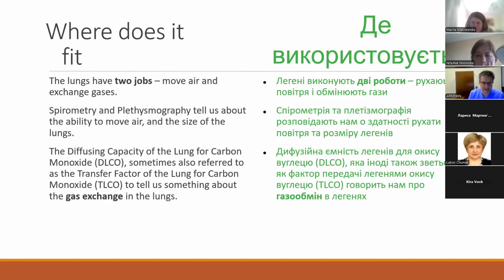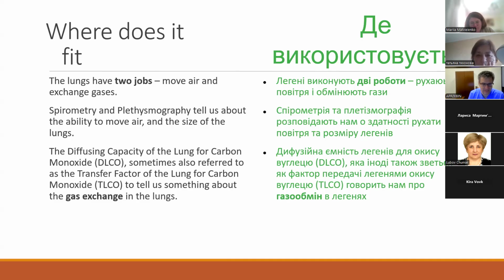Now, the context is important. Where does this fit in the context of measuring lung performance? I like to think that the lungs have two main jobs. They move air and they exchange gases, right? So when we think of respiratory failure, we have hypoxic and hypercapnic respiratory failure, which are usually failures of diffusion or VQ matching, and then also failures of moving air, the pump function of the lung.